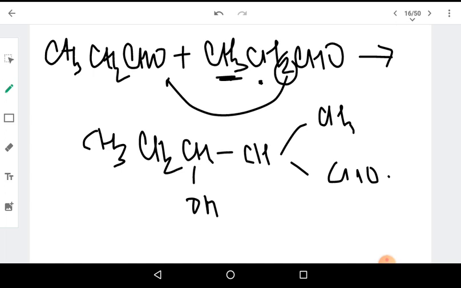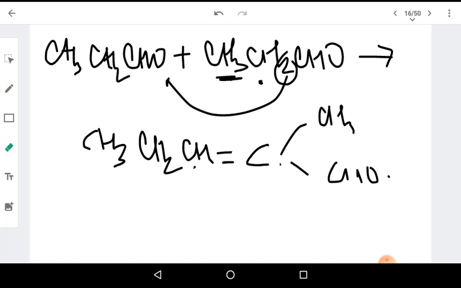That is important. Okay, and now we have to remove this hydrogen and OH. We have to join these two with the help of a double bond. So we will be getting this compound over here. You can arrange it and you will get a compound.